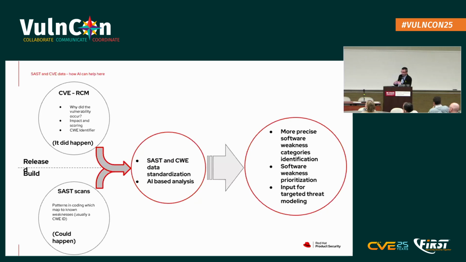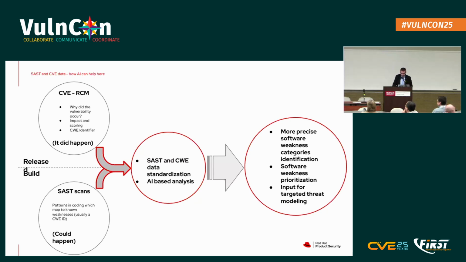Combining them together, of course, requires data standardization, because SAST rules and what we have as a part of our CVE records are not exactly the same. So we need to first do data standardization. And then we can use AI-based analysis to find the most typical patterns, and that will give us more precise weakness identification, categories of weaknesses, and will help prioritize the specific work and remediation. That could also be an input for more targeted threat modeling.